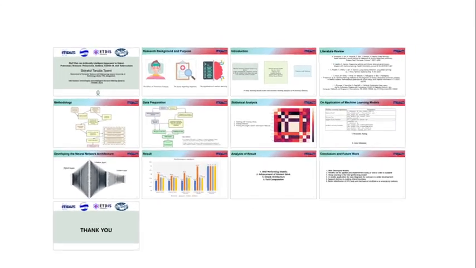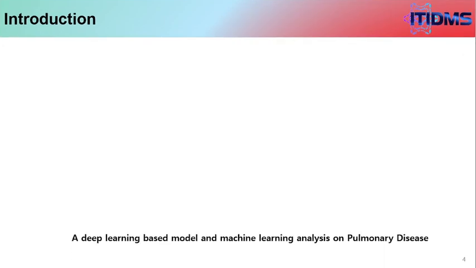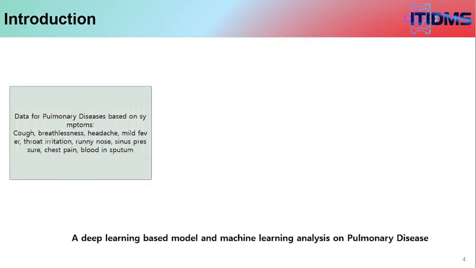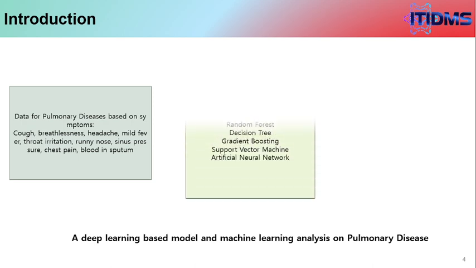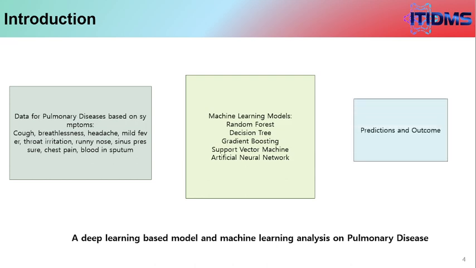So, how did we implement our whole research? Initially, we collected the publicly available data based on symptoms of the pulmonary diseases, which were cough, breathlessness, headache, mild fever, throat irritation, runny nose, etc. After that, we applied our processed data to our machine learning models. The models were random forest, decision tree, gradient boosting, support vector machine, and artificial neural network. Finally, we put in the other parameters that we tuned in our method. We did cross validation to evaluate our models and then evaluated our overall model through prediction on the unseen data, and then we drew different kinds of conclusions regarding their performance.